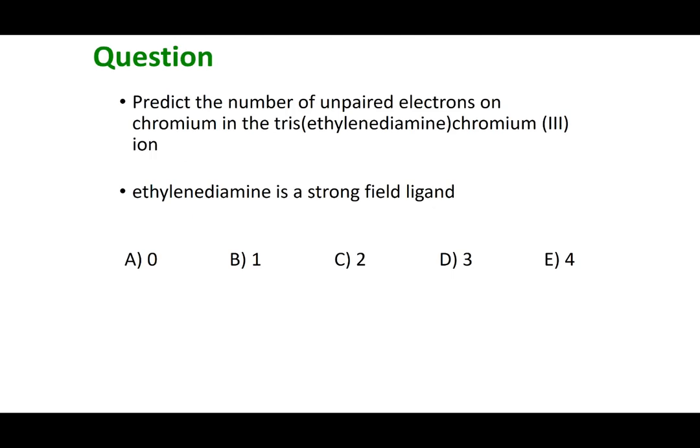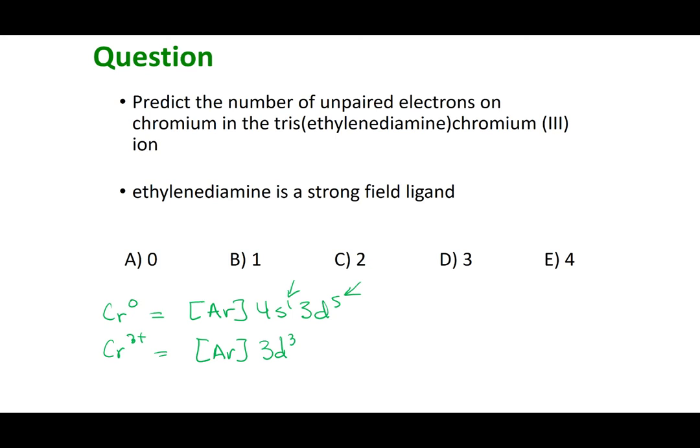So we need to get the electronic configuration of chromium. Let's write this out. Chromium is going to have an argon core, 4s1, 3d5. Chromium is this unique case where it gets that half-filled s orbital. So I want to find what chromium 3 plus is. I'm going to remove 3 electrons. I'm still going to have my argon core, and I'm going to remove my first electron, and then I'm going to remove 2 electrons from my d manifold. And so this becomes 3d3.